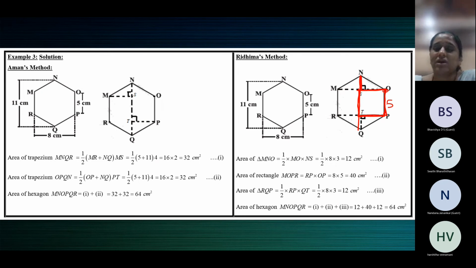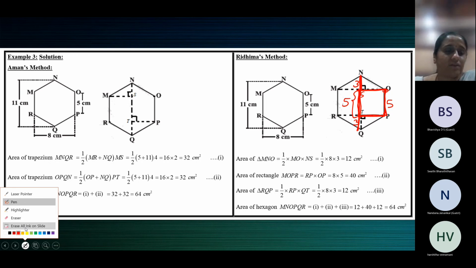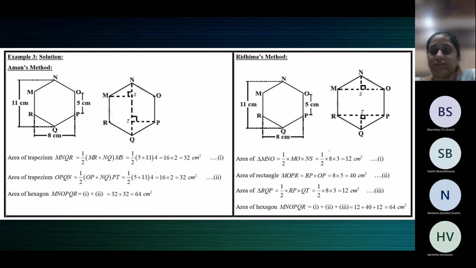OP is 5 centimeters. Now in a rectangle, opposite sides are equal, correct? Yes, ma'am. So then how much is ST? This is S, this is T. How much is ST? 5 centimeter, ma'am. 5. What is the total length NQ? 11 centimeter. 11 minus 5? 11 minus 5, 6, ma'am. 6 divided by 2? 3, ma'am. 3. So NS is 3 and QT is 3. Okay, ma'am. All right. Very good. Yes. So that's how you find the area of the two triangles, half base into height, half 8 into 3.